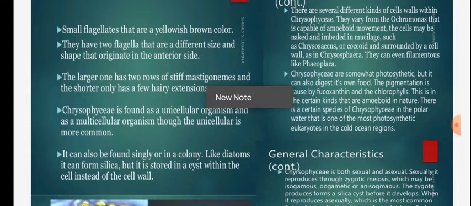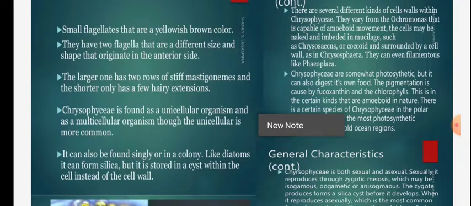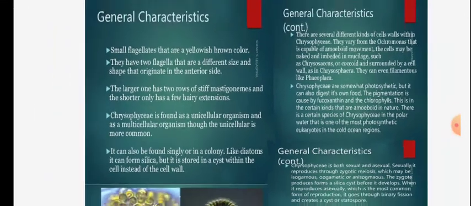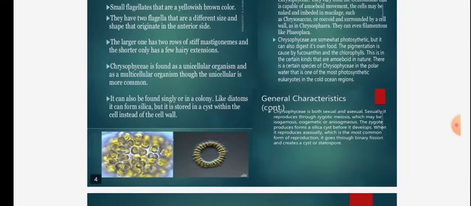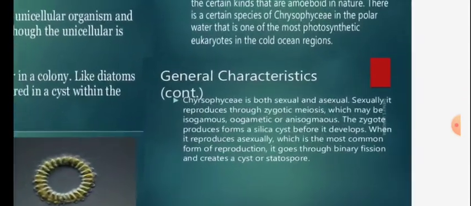The Chrysophyceae are found as unicellular organisms and as multicellular organisms, with the unicellular form being more common. They are found as single cells or colonies. Unlike the diatoms, they can form silica, but it is stored in a cyst within the cell instead of the cell wall. Secondly, there are some more members.